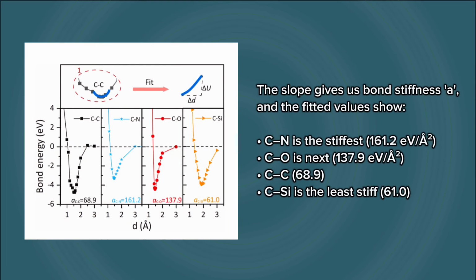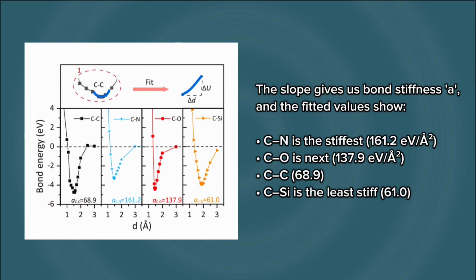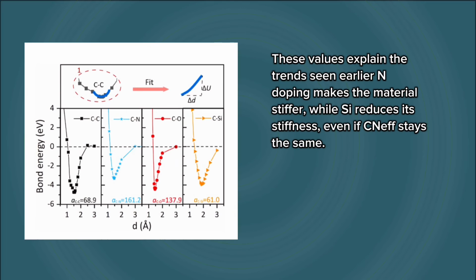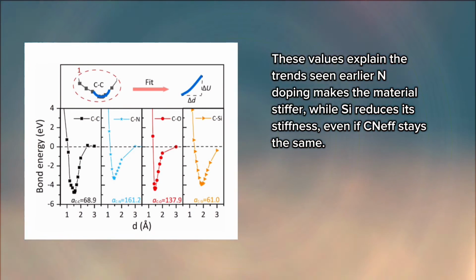The slope gives us bond stiffness, and the fitted values show carbon-nitrogen is the stiffest and carbon-silicon is the least stiff. These values explain the trends seen earlier. Nitrogen doping makes the material stiffer, while silicon reduces its stiffness, even if its coordination number stays the same.